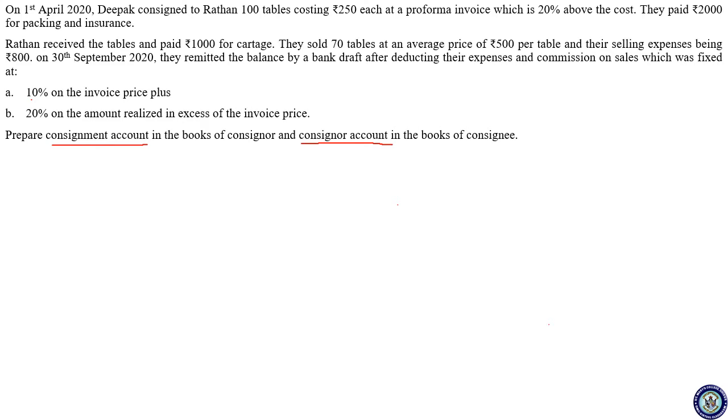So first we will move on to the working note. The first thing, I think you have already written, that is invoice price, the load price and the cost price, right? So next you write calculation of commission payable to consignee.